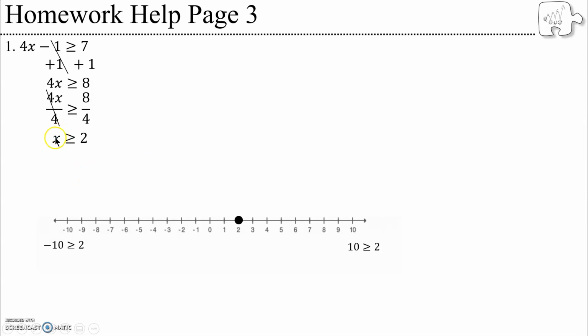So we're replacing the x with negative 10. We're replacing the x with 10. Right? Which one of these is true? Is 10 greater than 2? Or is negative 10 greater than 2? Right? We know this one is true, this one is false. So we're going to make our line go to the right.